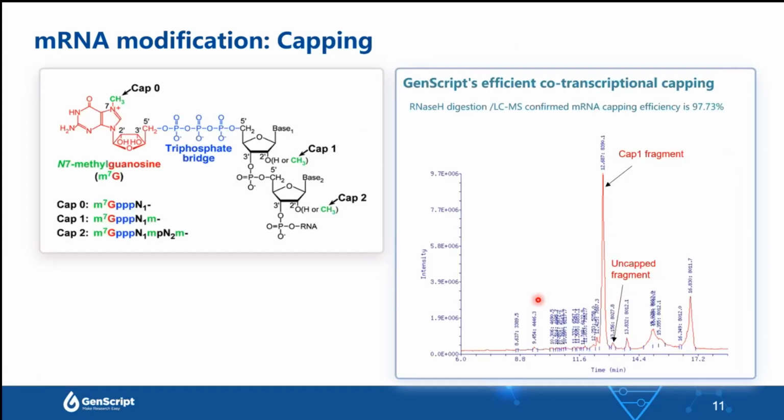Okay, so next is about the capping. We provide 3 kinds of capping: cap 0, cap 1, or cap 2. And our capping efficiency, confirmed by LCMS, is 97%. So it's quite efficient capping.